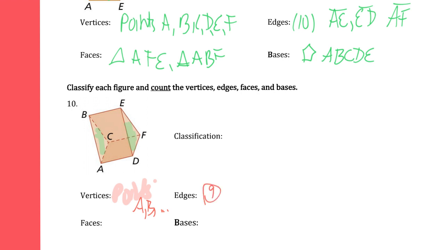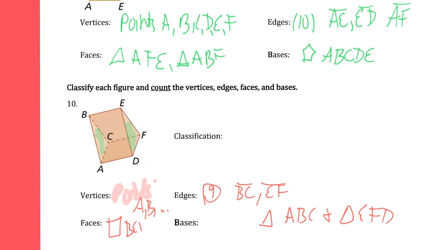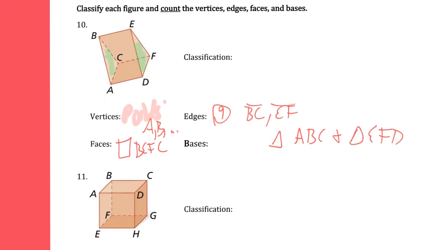You can list some of these out, like BC, or you could talk about EF. There are going to be 9, so go ahead and list out each of those. The bases are going to be those triangles, so it'd be triangle ABC, and then also triangle EFD. And then the faces are going to be the ones in the middle. Those would be rectangles, and you can list out like BEFC. There are 2 other ones. You could do rectangle CFDA, and you could do the third one as well. So that's how you talk about the pieces of that.